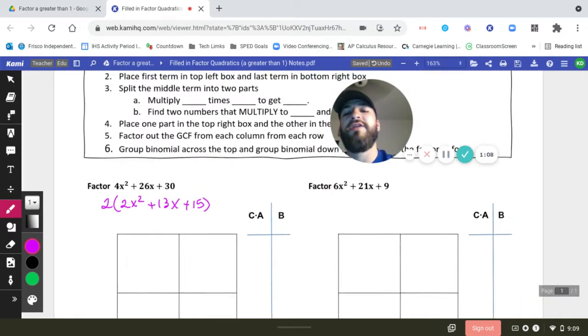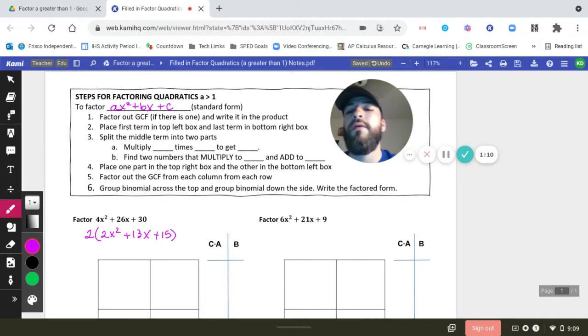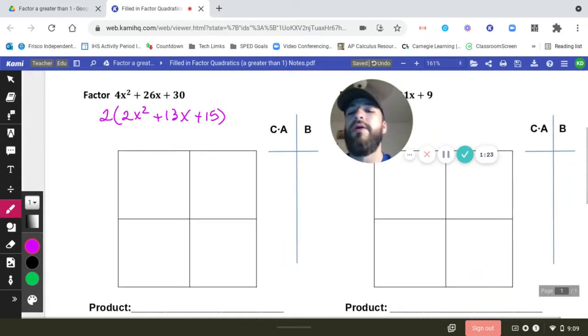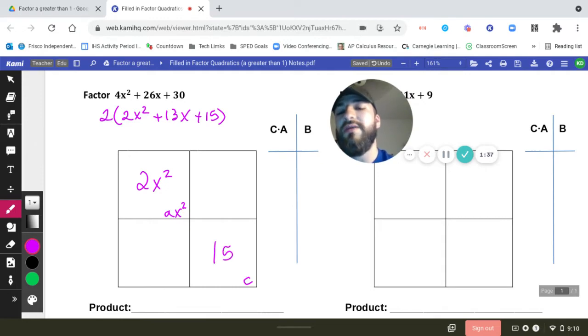Okay, after I take my GCF out, my second step is to place my first term in my standard form. Remember, the GCF is no longer part of my standard form, so place my first term in the top left box and my last term in the bottom right box. This is the same as what we were doing with a equal to 1. We take the 2x squared and put it in the top left, because ax squared always goes there. And we take the last term, our c term, and put it in the bottom. So 15 goes in the bottom right.